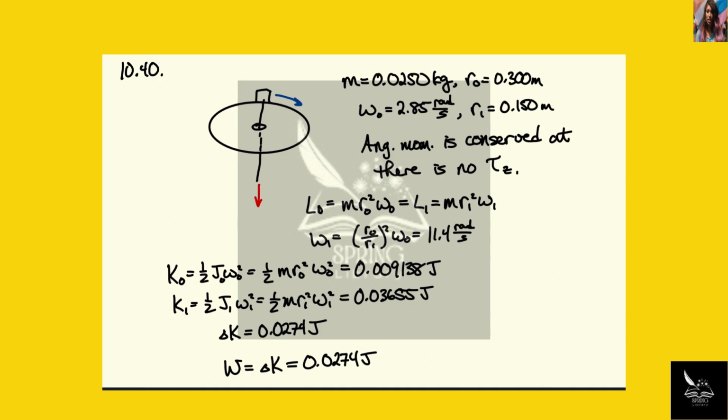And so they ask us, what work did we do in pulling this string? Well, there's no change in gravitational potential, because we're assuming that this all stays in the same horizontal plane. So the work that we did in pulling this cord is just what was gained in kinetic energy. That is 0.0274 joules of work. We could also figure out, if we assume that we apply a constant force, what that force was, because we know how far we've pulled the string down, or the distance through which that force has acted.